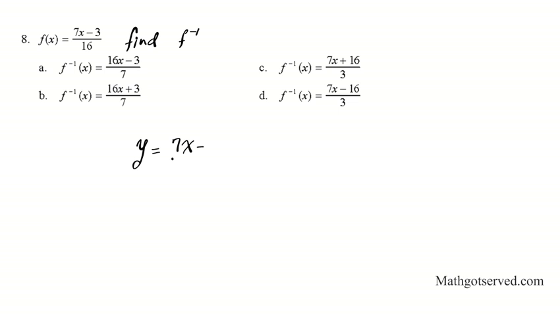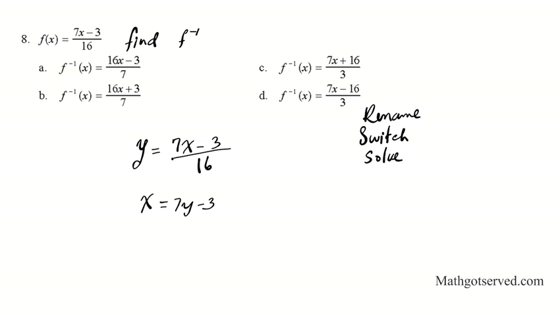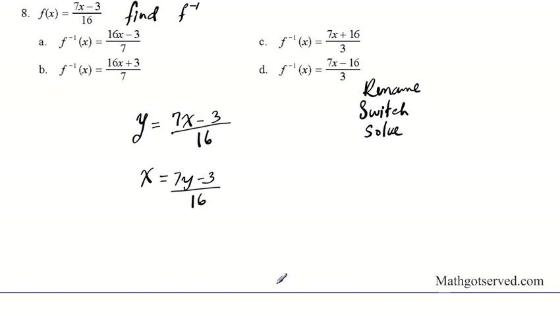All right, so what's the procedure for finding inverse? As we did before, you just switch and solve, right? Switch and solve. Sometimes you might have to rename, switch and solve. In this case, I renamed f of x, y for symbolic convenience, okay? So let's switch. If I switch, my x becomes my y, and my y becomes my x. So I'm going to have x equals (7y minus 3) over 16. Now let's go ahead and get y by itself. To get y by itself, we multiply by 16, add 3, and divide by 7.